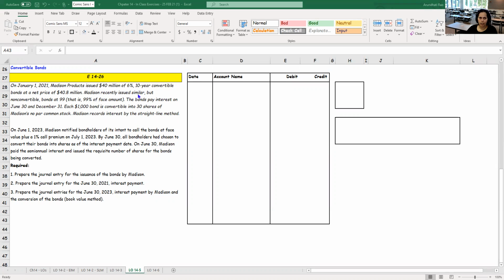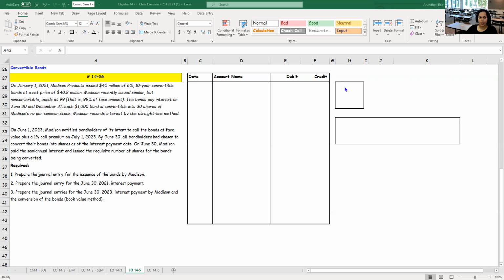Madison recently issued similar but non-convertible bonds at 99, that's 99% of face value. This is really extra information over here. The bonds pay interest on June 30th and December 31st. Each $1,000 bond is convertible into 30 shares of Madison's no par common stock. Madison records interest using the straight line method.